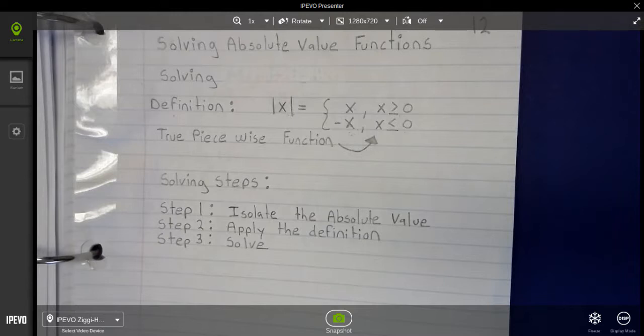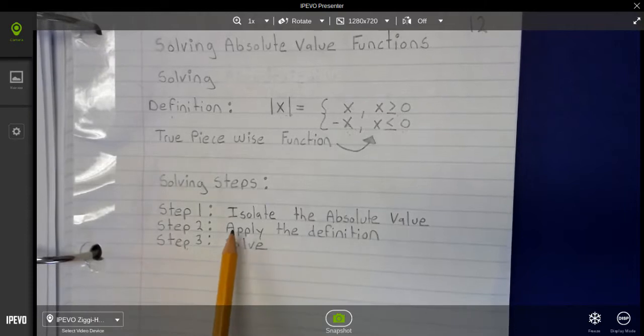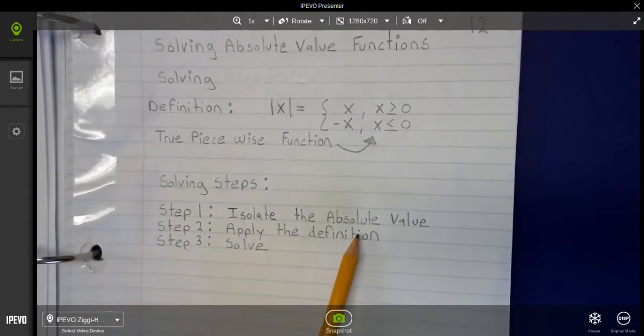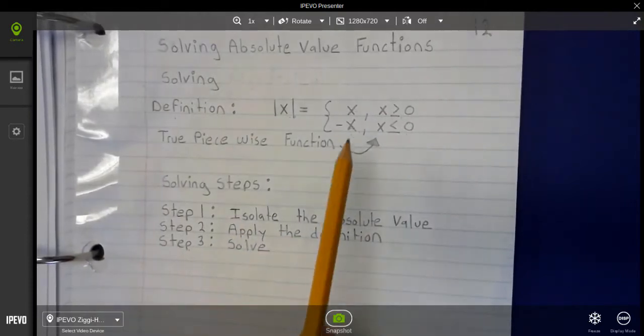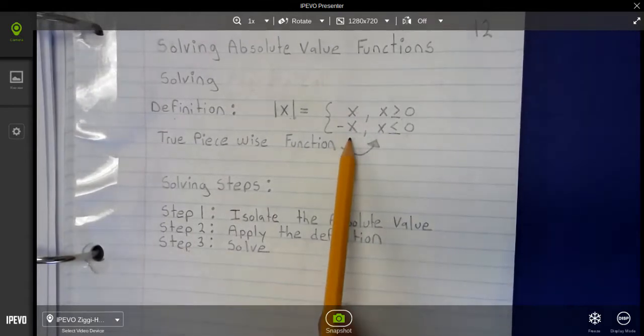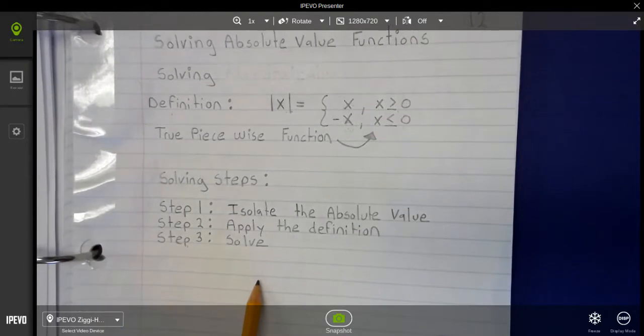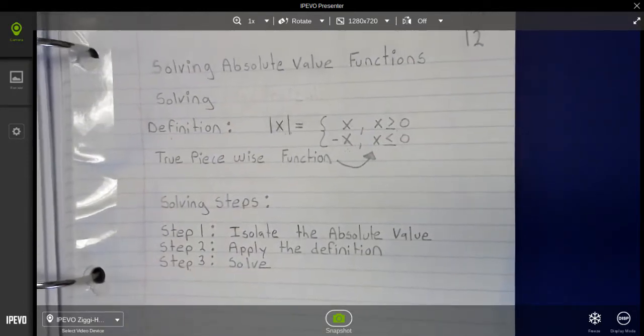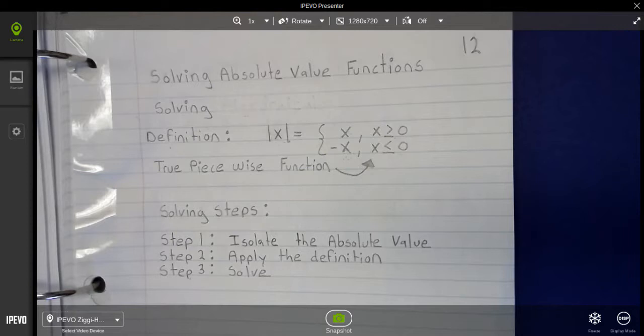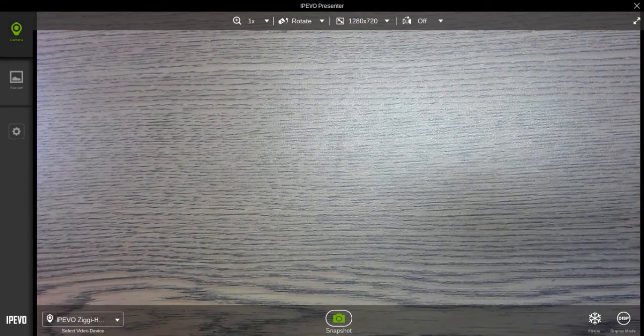So, solving steps. On all examples, I'm going to refer back to these three steps. Step one, isolate the absolute value. Step two, apply the definition, positive and negative. Step three, solve. Pause the video and update your table of contents. Now, put your journals aside and let's look at the examples.